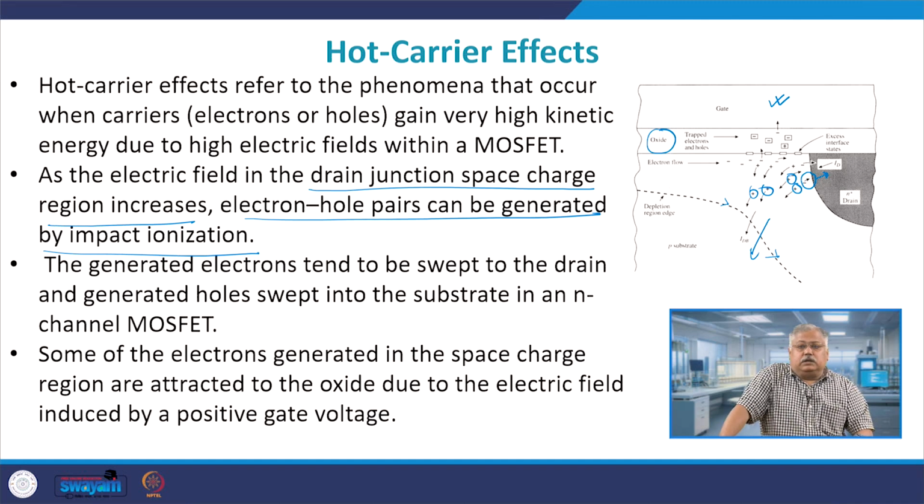Now, some of the electrons can also be dragged through the oxide layer into the gate, because there is a positive gate voltage in case of an n channel enhancement mode MOSFET, and that will result in a direct sort of tunneling through the oxide layer into the gate region, and this is induced by the positive gate voltage which you apply. This phenomenon is defined as the hot carrier effect.